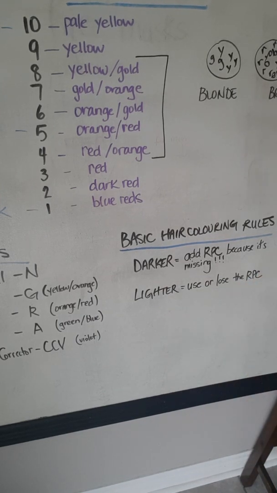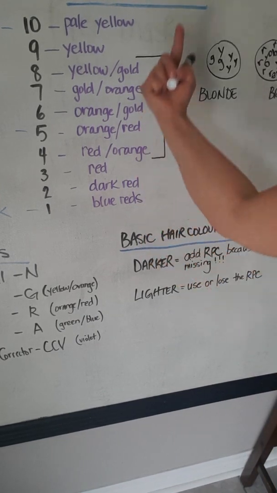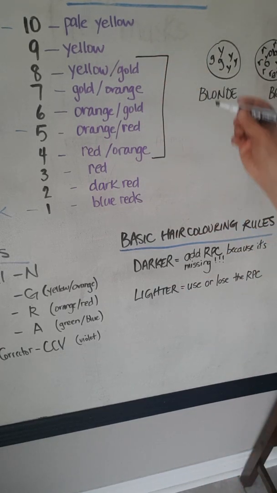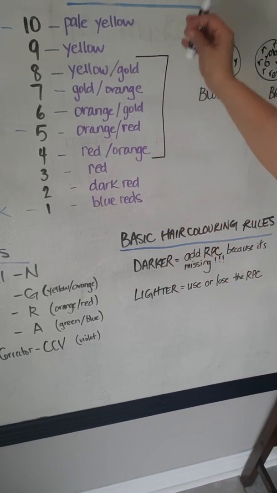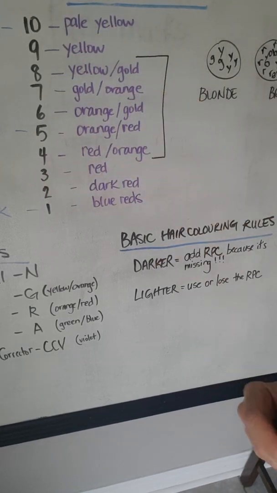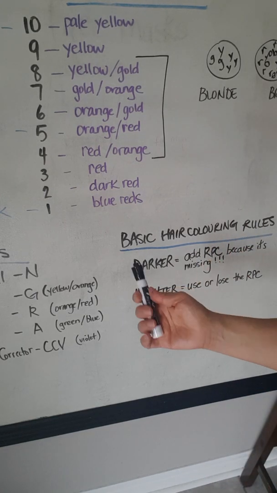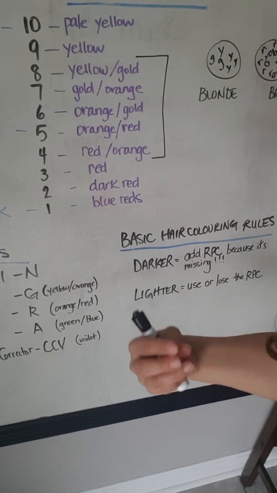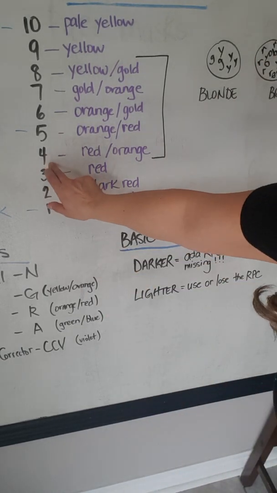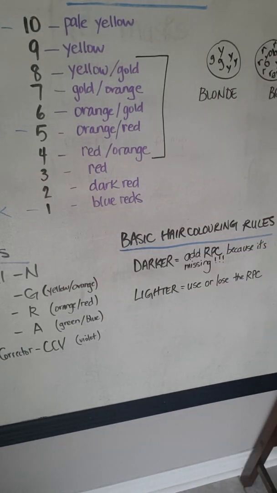When you're going lighter, okay, so you would be going in this direction. So when you're going darker, you're going in this direction, and when you're going lighter, you're going in this direction on the level system. So when you're going lighter, the rule is use or lose the RPC. Now, what does that mean? So let's reverse this formula, and let's say our client came in with a natural level 4, so a dark brown, and they want to go lighter and become an 8.